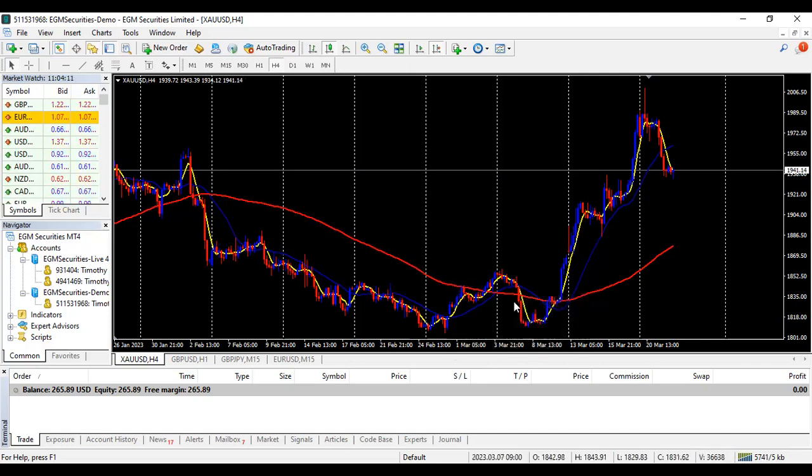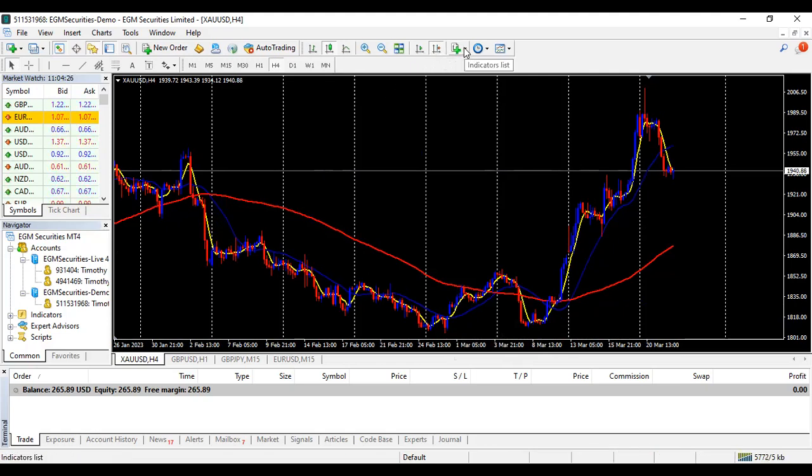So here there is a crossover. Once the crossover happens, you can see now the market is what? It's in an uptrend according to the moving average strategy. Now let's look at RSI.